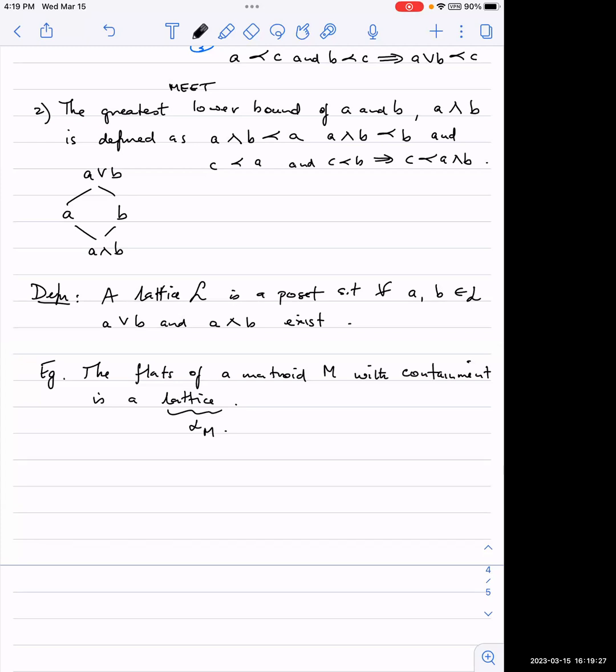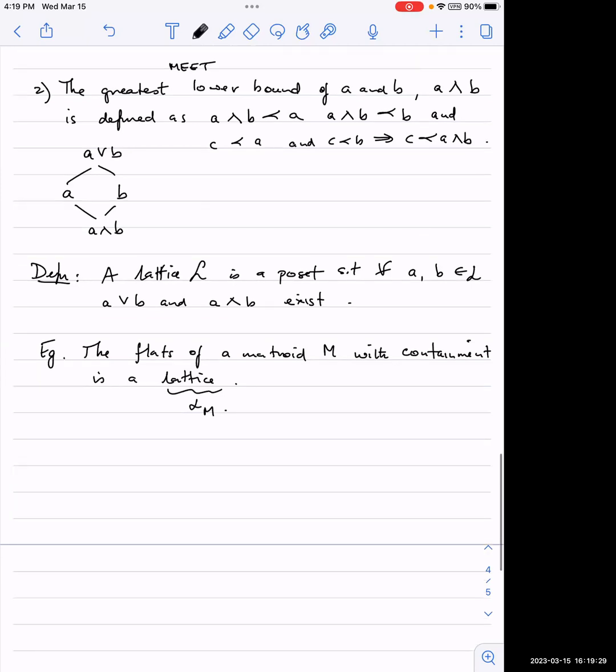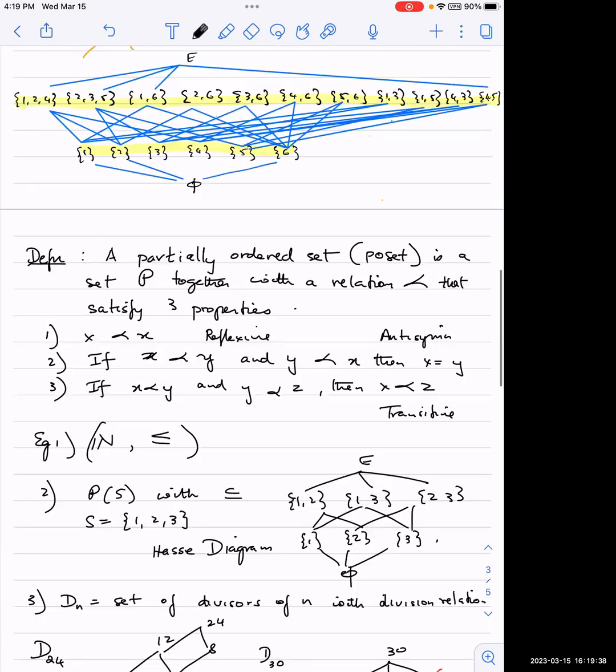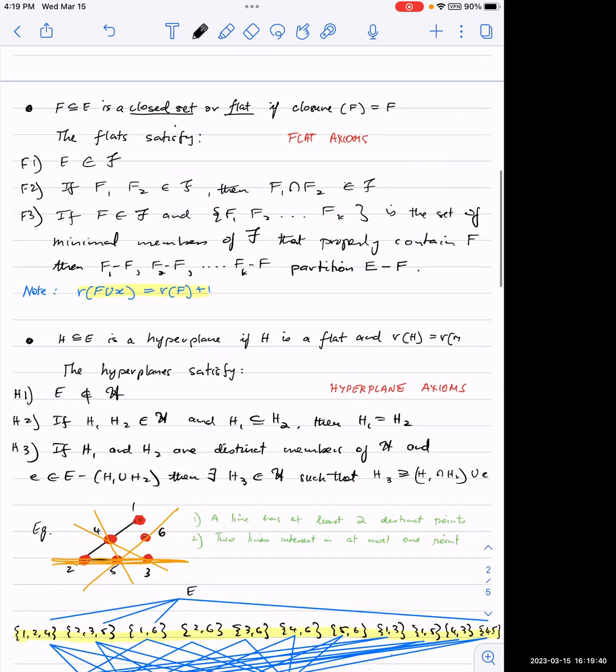So why? It should have, every pair of elements should have a join and a meet. And if you look at the flat axioms, where were they? The flat axioms were here, right? I think flat axiom number 2 tells us that if F1, F2 is a flat, then the intersection is also a flat.